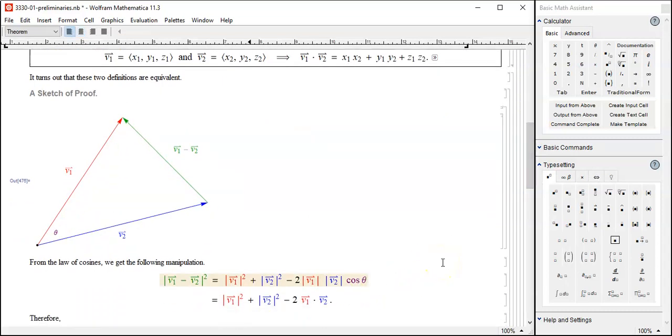Remember law of cosines? Opposite squared equals adjacent squared plus adjacent squared times, well, this quantity. But that final quantity is nothing more than the dot product. V1 dot V2. This part.